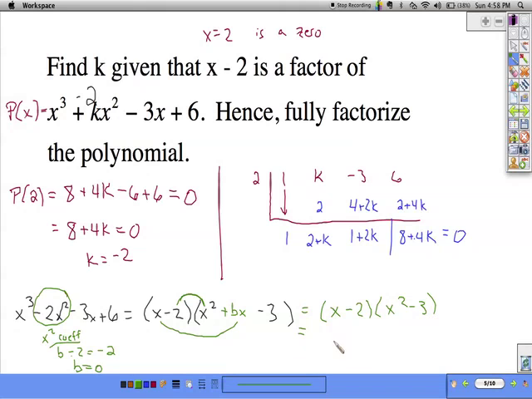And fully factorizing it to linear factors, this quadratic one is essentially a difference of squares. It's just not the difference of squares we're used to. It's a difference of two irrational squares. So there is our fully factorized polynomial.